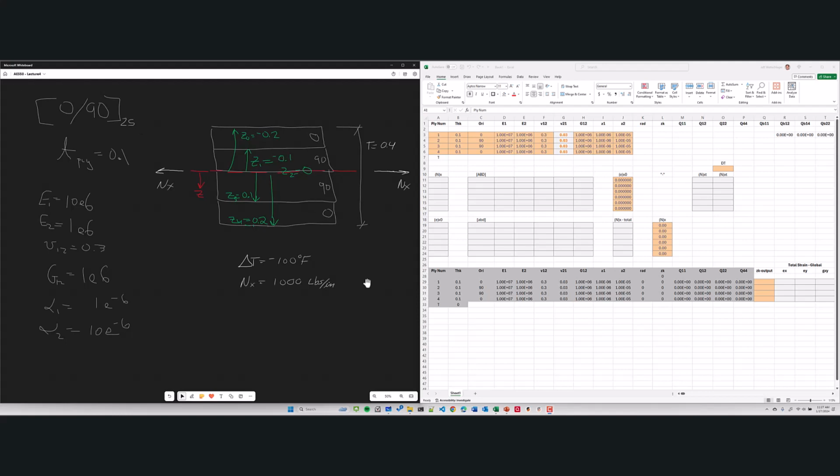Okay, I wanted to give you an example problem for classical lamination theory. Very, very similar to the homework, but not exactly the homework. But I think this is an important step to help you go through the equations and see how the equations are actually applied, because I know it can get a little abstract.